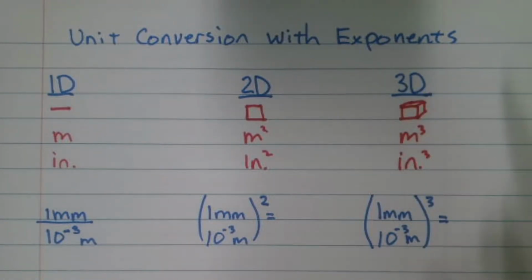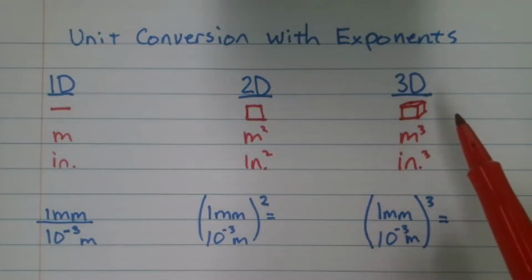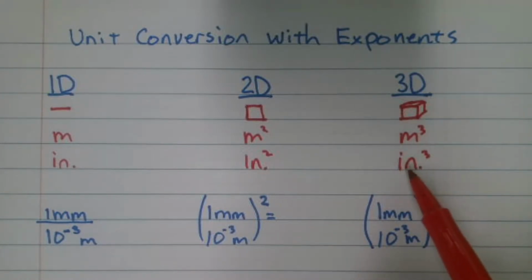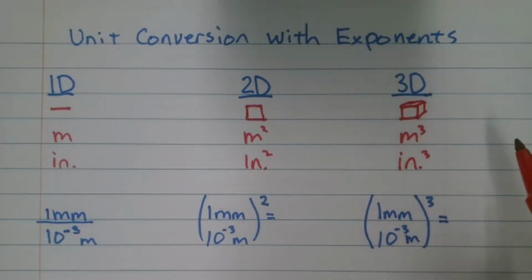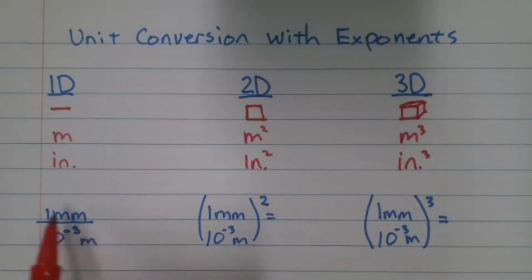Three dimensions would be three-dimensional shapes like cubes. That'd be meters cubed, inches cubed. Well, what if you need to convert the unit in that particular dimension? In first dimension, we have just our regular conversions, right? 1 millimeter is equal to 10 to the negative third meters.